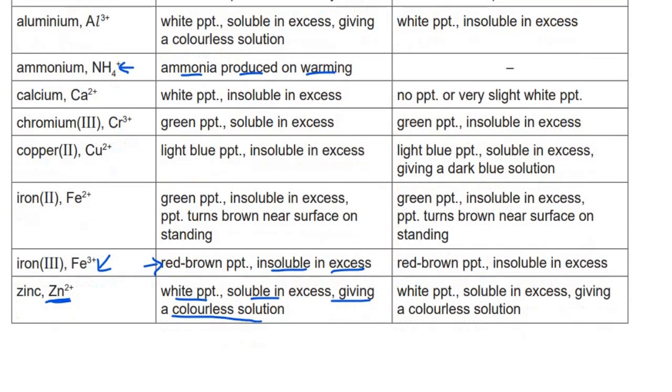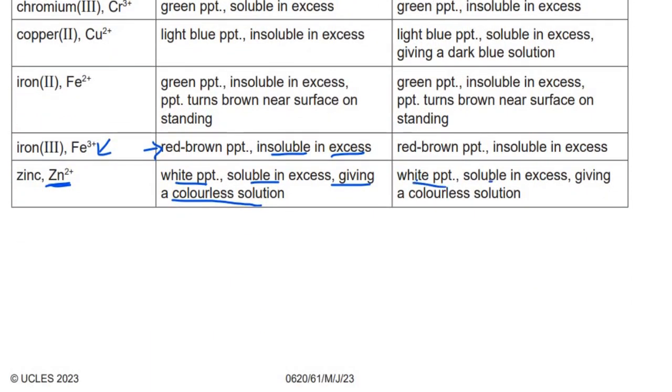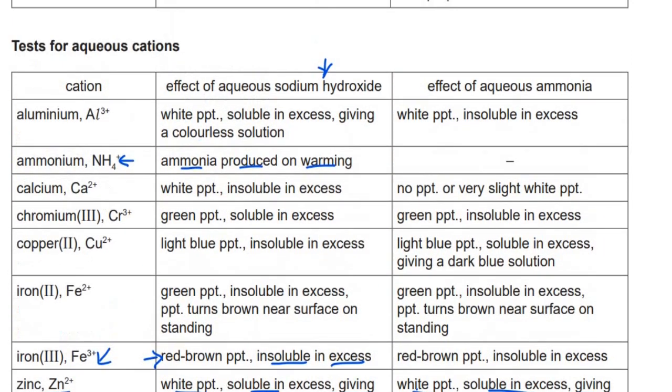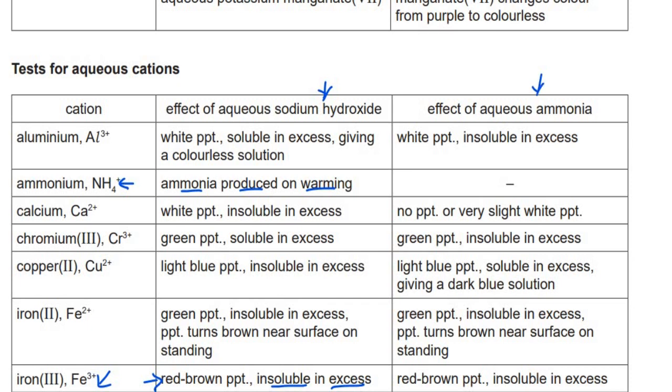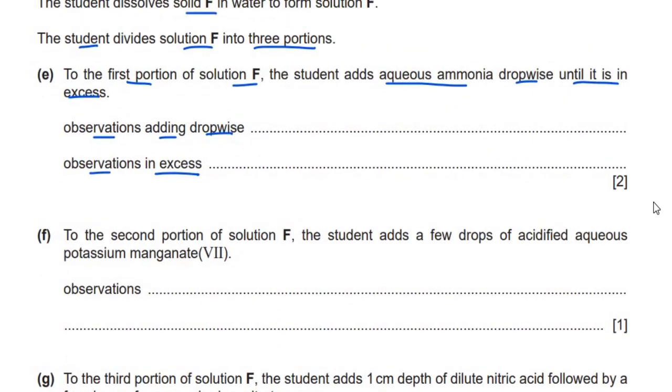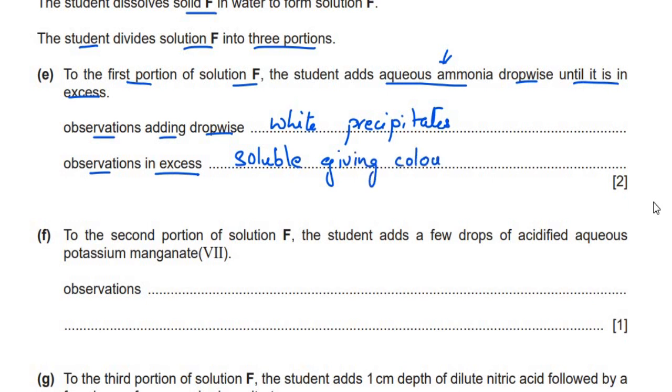Now this is NaOH, but what about ammonia? White precipitate again, soluble in excess, giving a colorless solution. So this is also the observation with aqueous ammonia. Let's write that in our question. Adding aqueous ammonia dropwise, a white precipitate is obtained. On adding excess, it's soluble, the white precipitate dissolves, giving a colorless solution. This is the observation for zinc, that is the Zn2 plus cation.